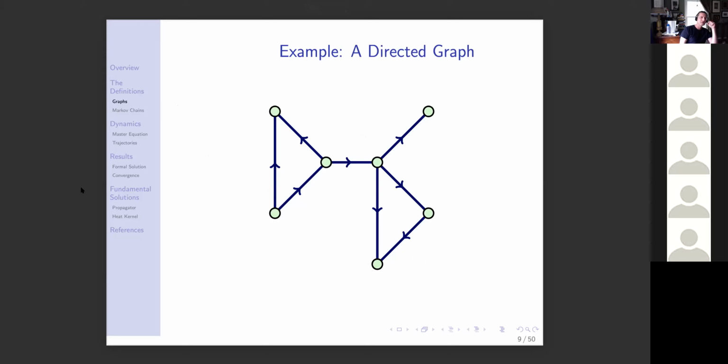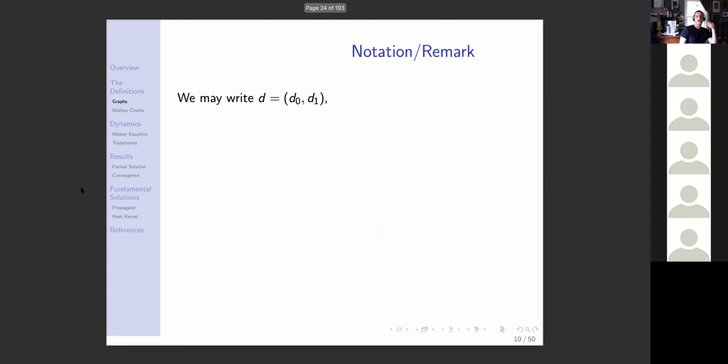So, okay, this is an image of a directed graph. Any questions? No questions? Next. In the directed graph case, we can write the attaching map in the following way.